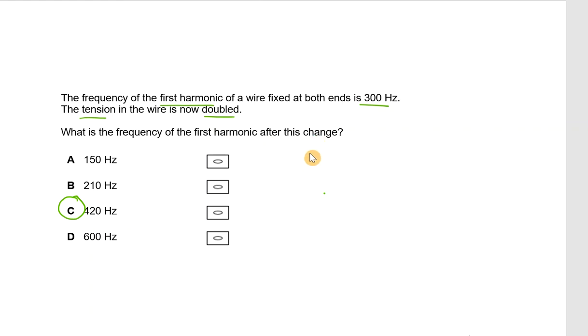If you look on your data sheets, you'll find that the frequency of the first harmonic is given by 1 over 2 times the length of the wire multiplied by the square root of the tension of the wire over its mass per unit length. So I'm not interested in the length or the mass per unit length because we're only changing the tension in this particular case. So I can say the frequency is proportional to the square root of the tension.